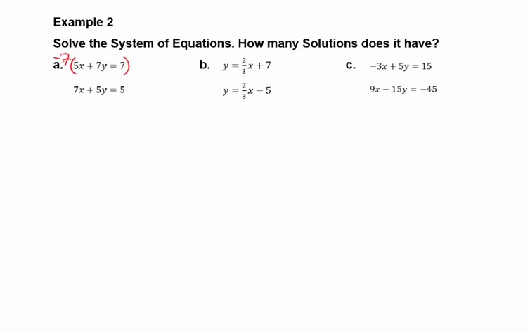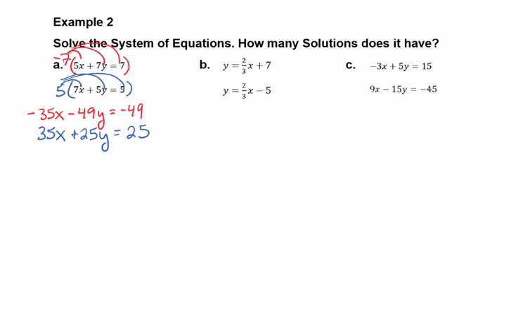If we're going to multiply the top equation by a negative 7, we're going to multiply the bottom equation by a 5. We made the 7 negative this time because we needed to make sure that the x's were going to be matching opposites, not just matching. So we'll distribute the negative 7 to everything in the top equation and the 5 to everything in our bottom equation. That's going to give us, for our top equation, negative 35x minus 49y equals negative 49. By multiplying the bottom equation by 5, we get 35x plus 25y equals 25.